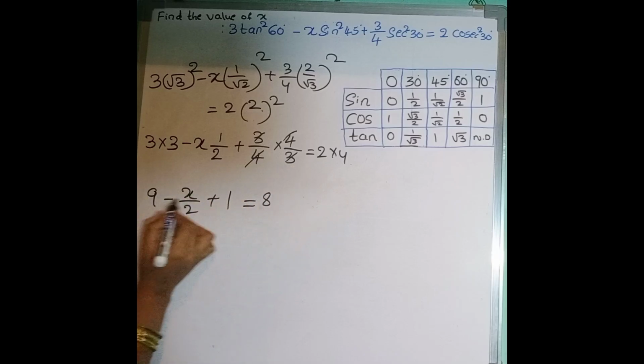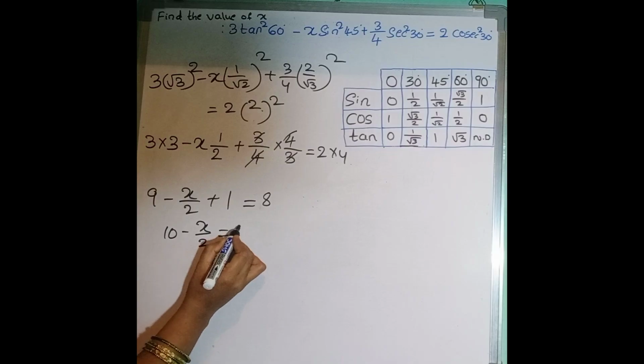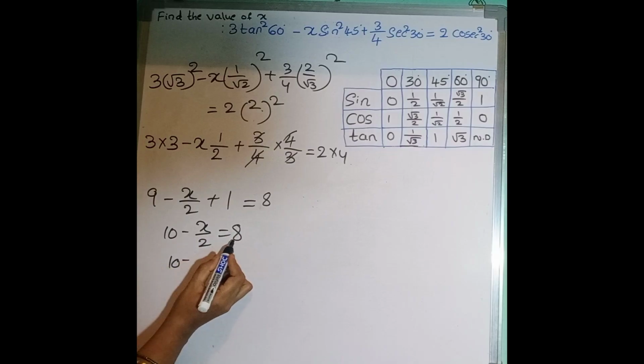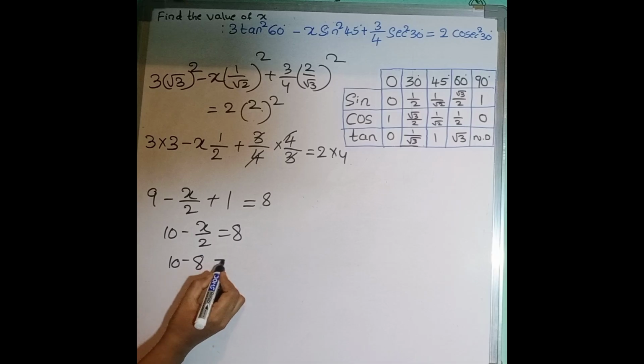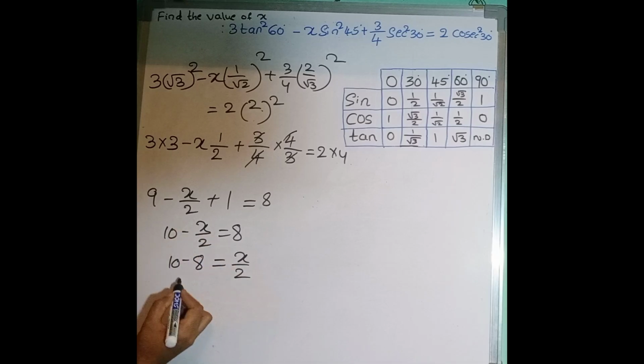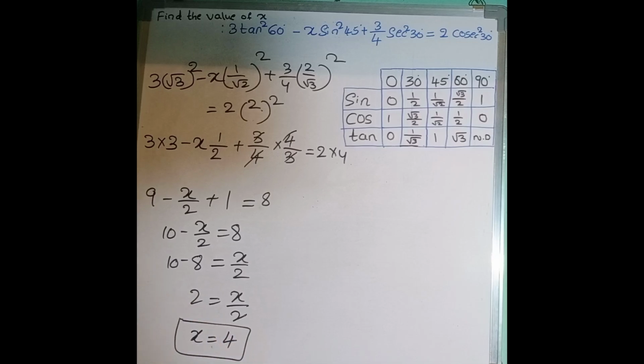In the next step, 9 plus 1 is 10, minus x divided by 2 is equal to 8. Minus 10 plus 8 becomes minus 8, equal to minus x by 2 becomes plus x by 2. 10 minus 8 is 2, is equal to x divided by 2. x is equal to 2 2s are 4. The value of x is 4. Understand, students?